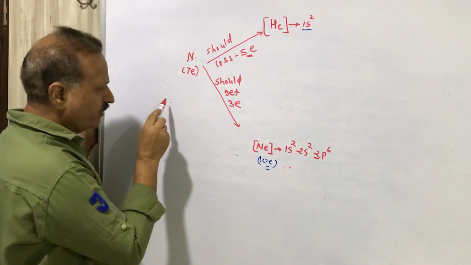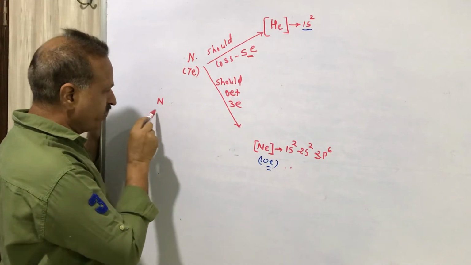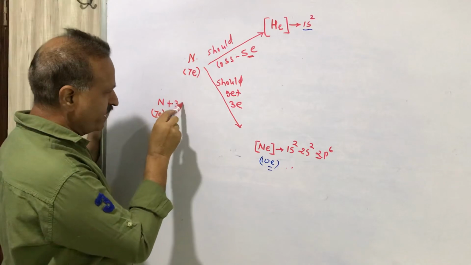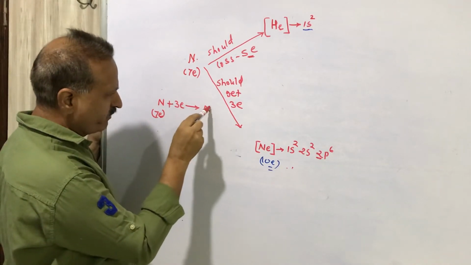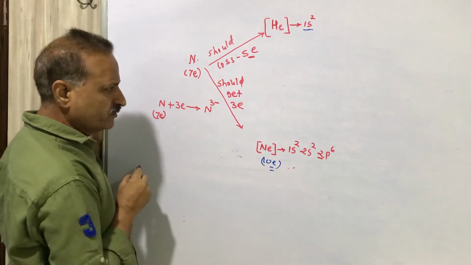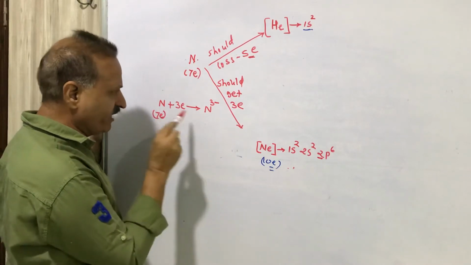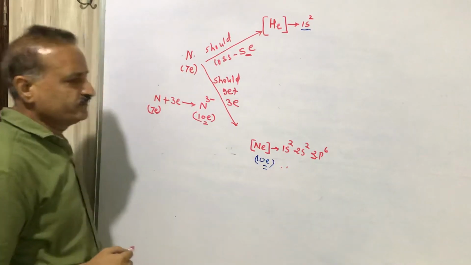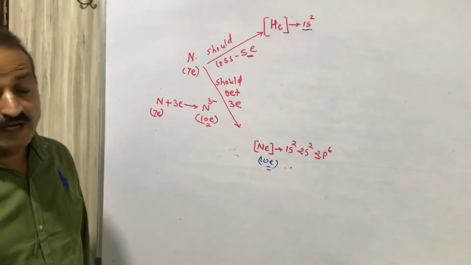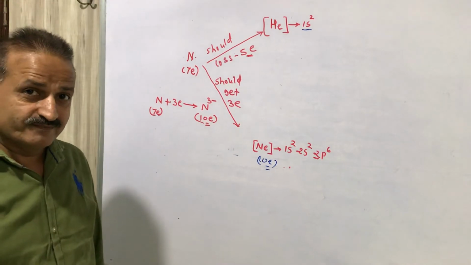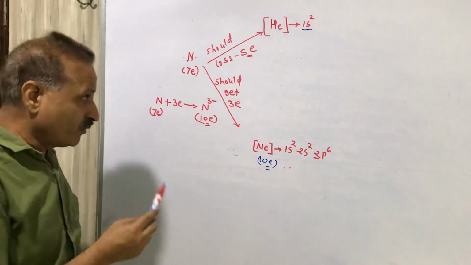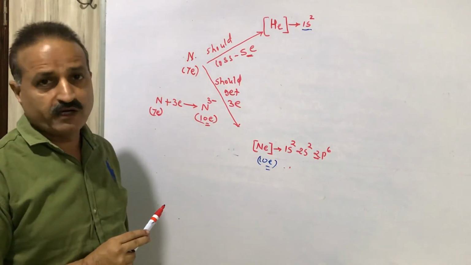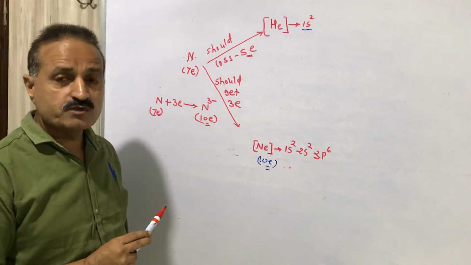So a neutral nitrogen element has 7 electrons, nitrogen is getting 3 electrons, and nitrogen will become 3 minus. So this nitrogen has 7 electrons and this nitrogen 3 minus has 10 electrons. Kindly calculate. So nitrogen will always gain 3 electrons. Nitrogen will never lose 5 electrons.